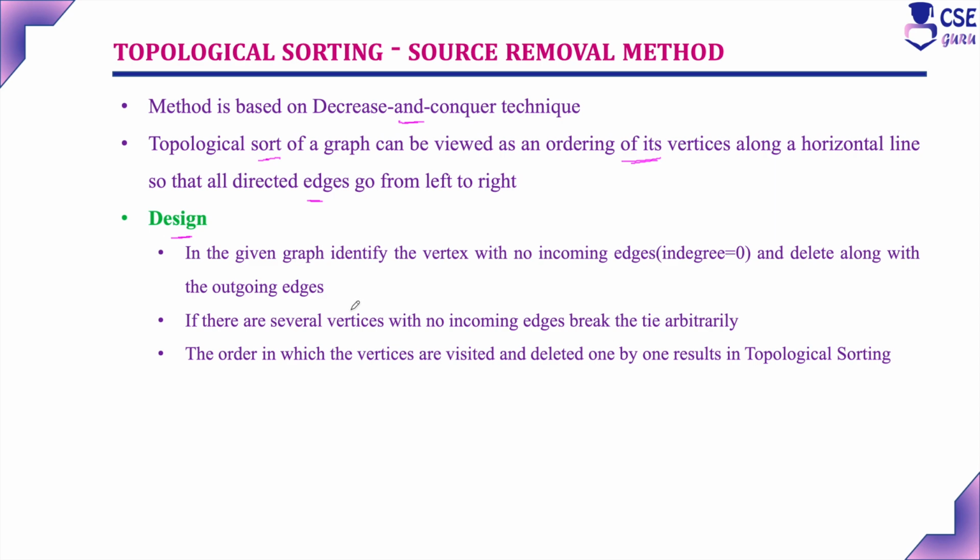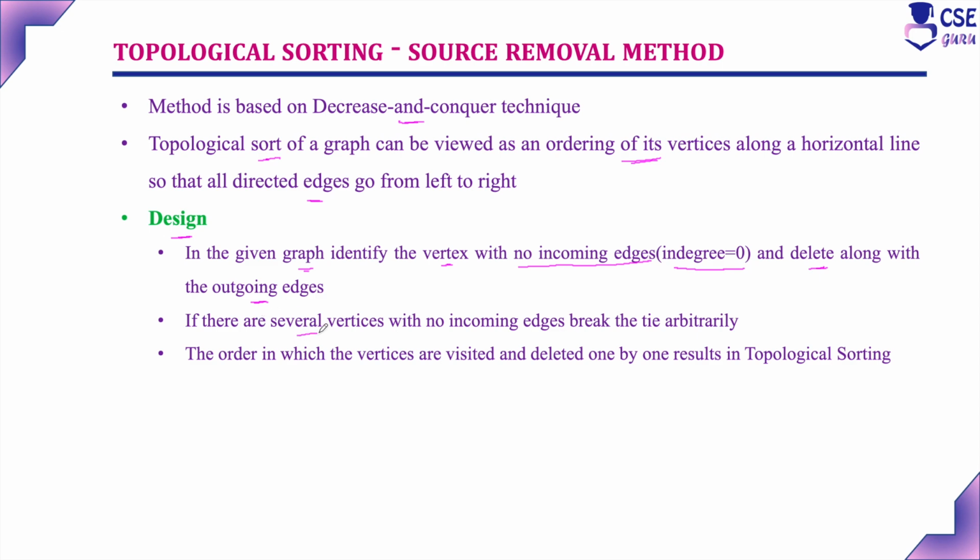The design steps for the source removal method are: in the given graph, identify the vertex with no incoming edge, the particular vertex with in-degree 0. So you need to identify the vertex in the given graph such that its in-degree is 0, and delete that particular vertex along with its outgoing edges.